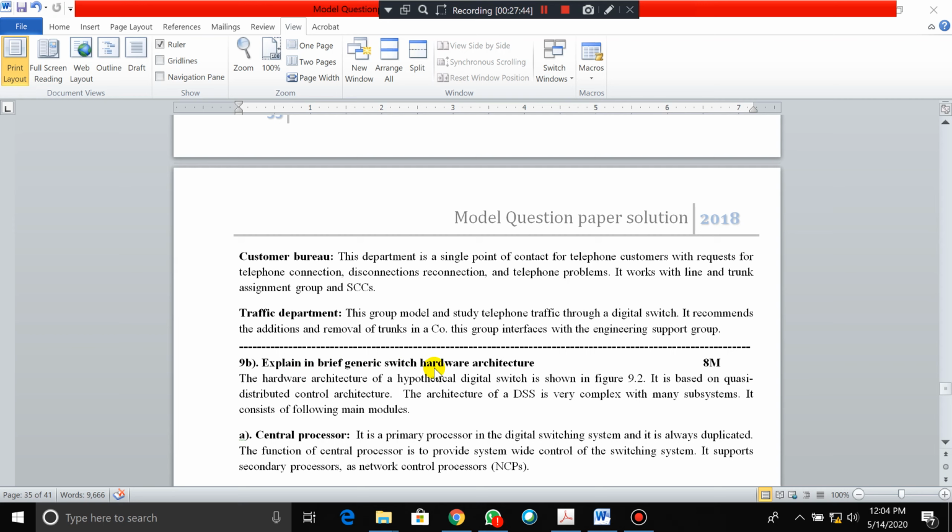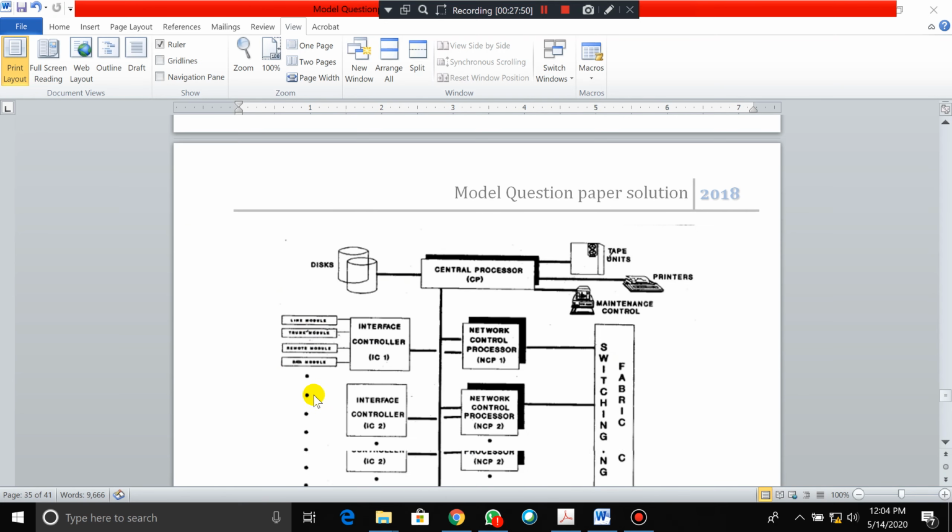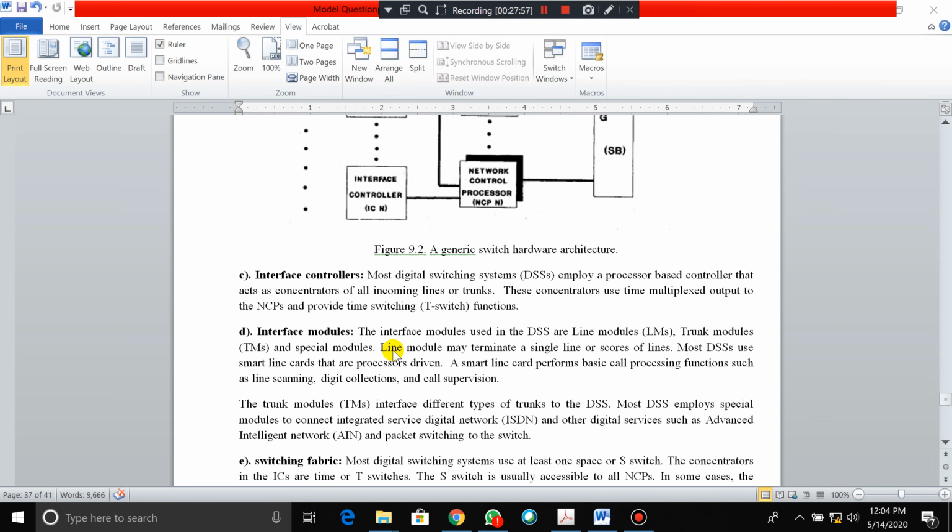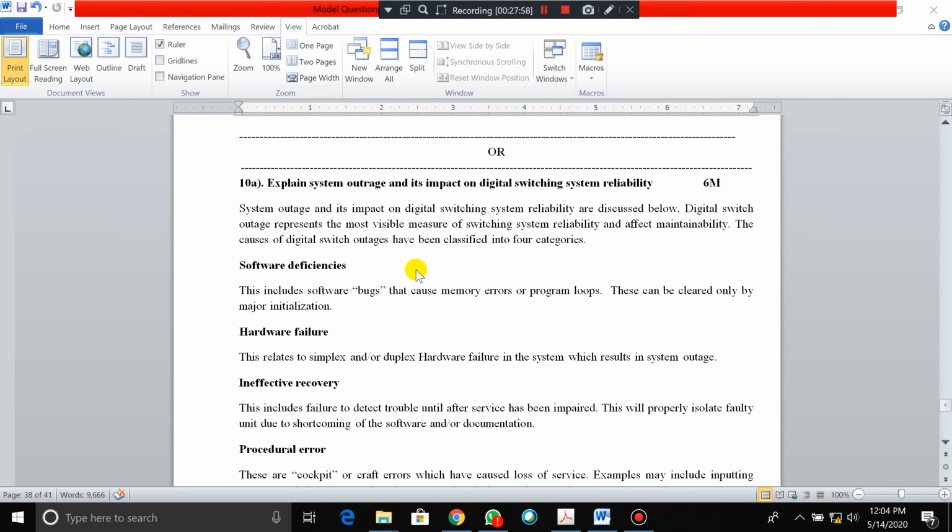Explain in brief the generic switching system hardware architecture. So how it has been done. Hardware architecture and software architecture, both they asked in this particular question paper. This is the hardware architecture. You have to practice the diagram and explanation.